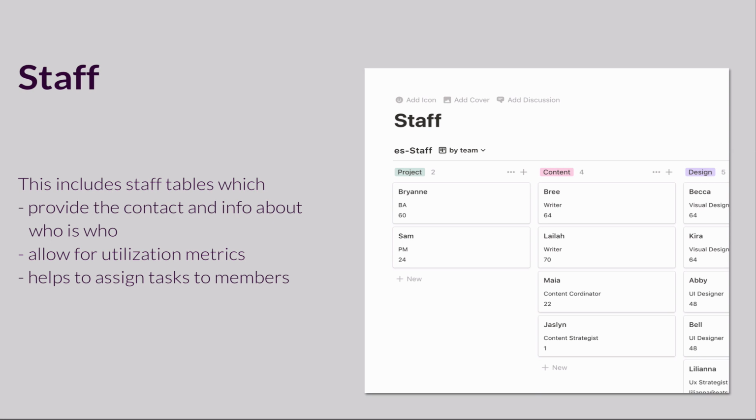We're going to use the staff table to actually assign members to project tasks. We're also going to use this to allow for utilization metrics. So how much time does someone actually have to spend on something? And so that's key. It's not just a table in the abstract that gives contact information, but it's actually going to be tied into the things that we're doing in the project.